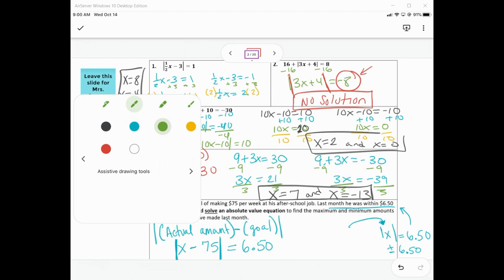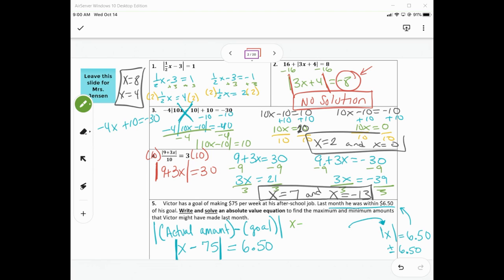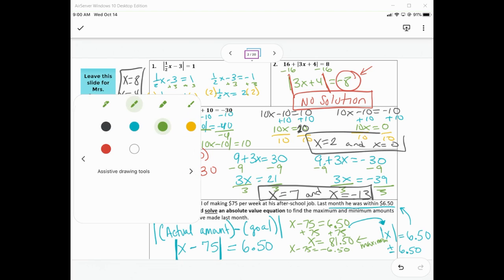So the two equations are going to be x minus 75 equals positive 650. That represents the maximum, 725. And the negative. Sorry about that spacing there.